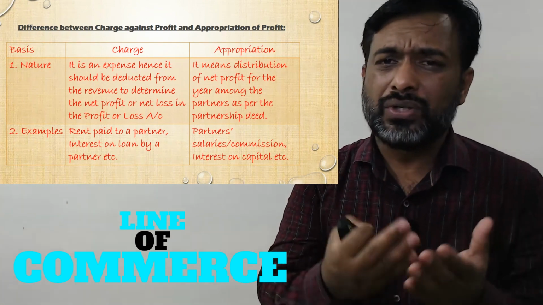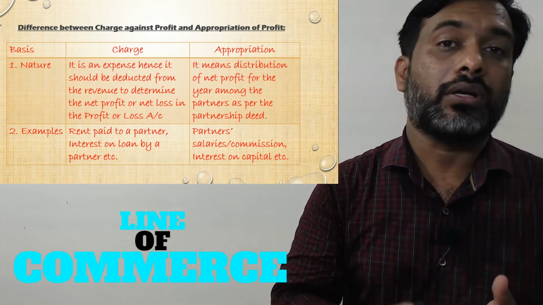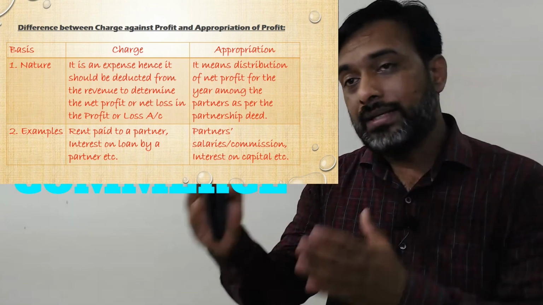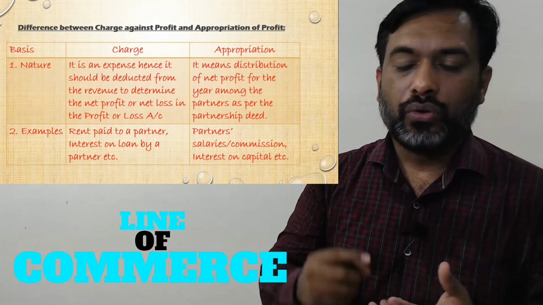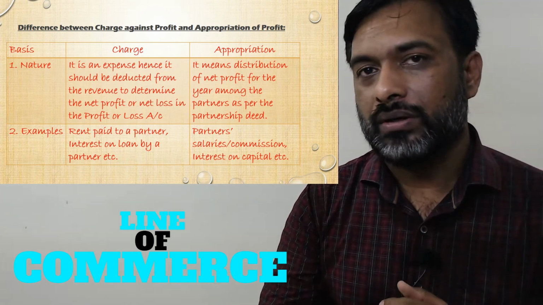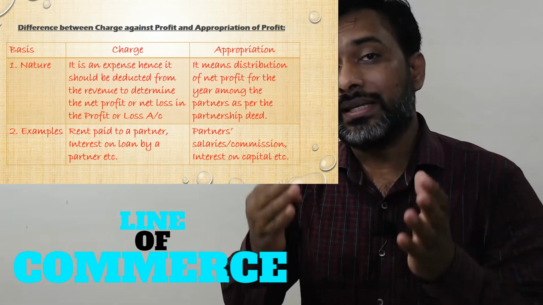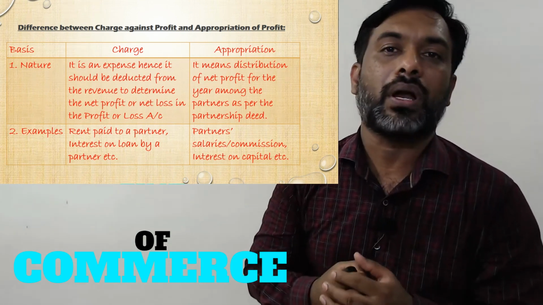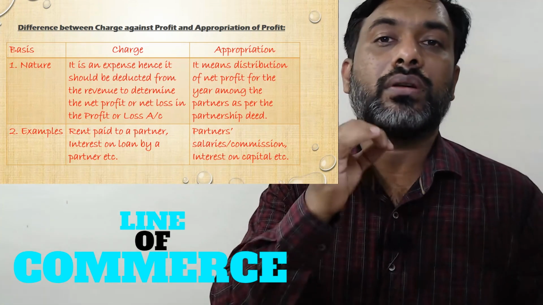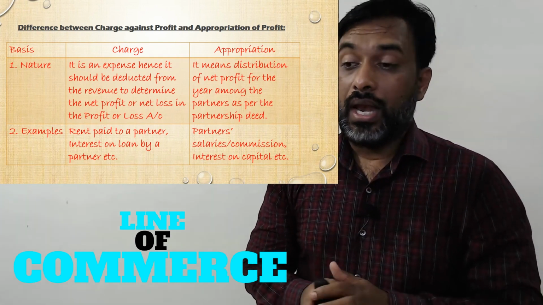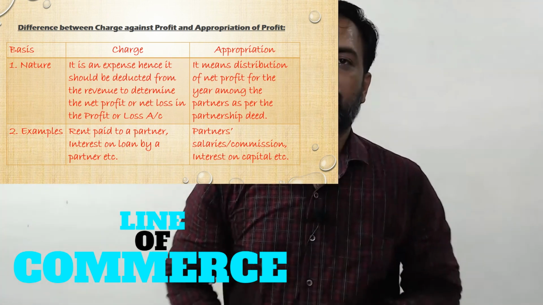Now, if you ask me for some examples of charge and appropriation, some examples are these: rent paid to a partner, interest on loan by a partner to the firm. It's a very important item. Whereas appropriation examples are partner's salary, commission, interest on capital, etc. These appropriations can also be a charge if it is mentioned in the partnership deed. If it is mentioned in the partnership deed that interest on capital will be a charge, then you need to treat it as a charge.